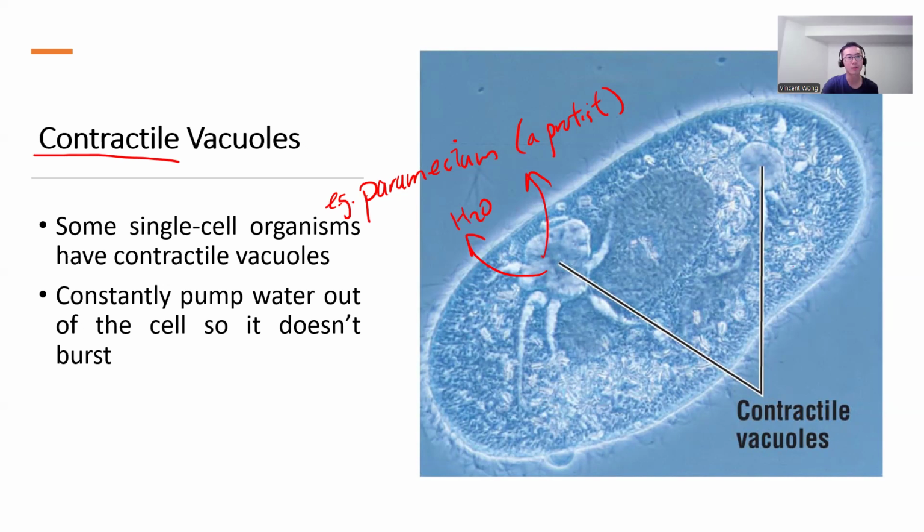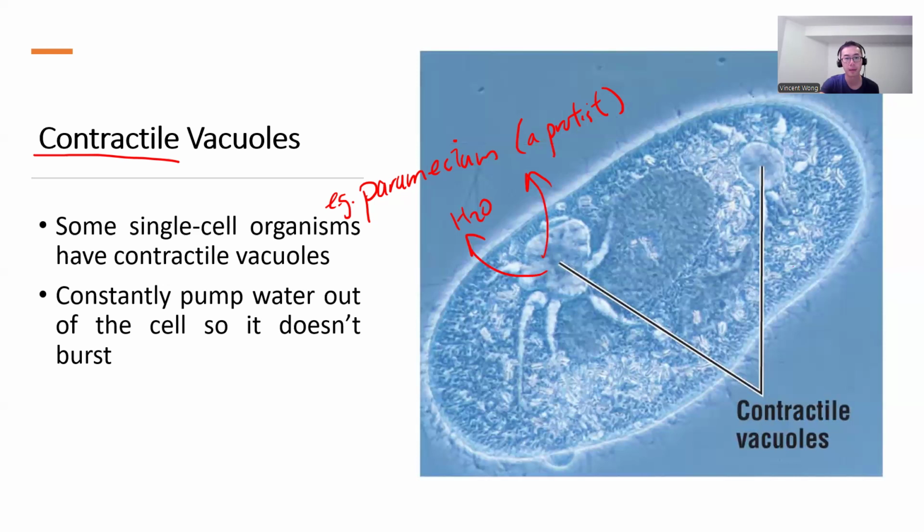I have a question. Sure. Can we say that this contractile vacuole is part of the homeostasis of the paramecium? Come again? Homeostasis? Oh, homeostasis. Yes, exactly right. It's a way to maintain internal balance. Otherwise, it's going to burst and die.